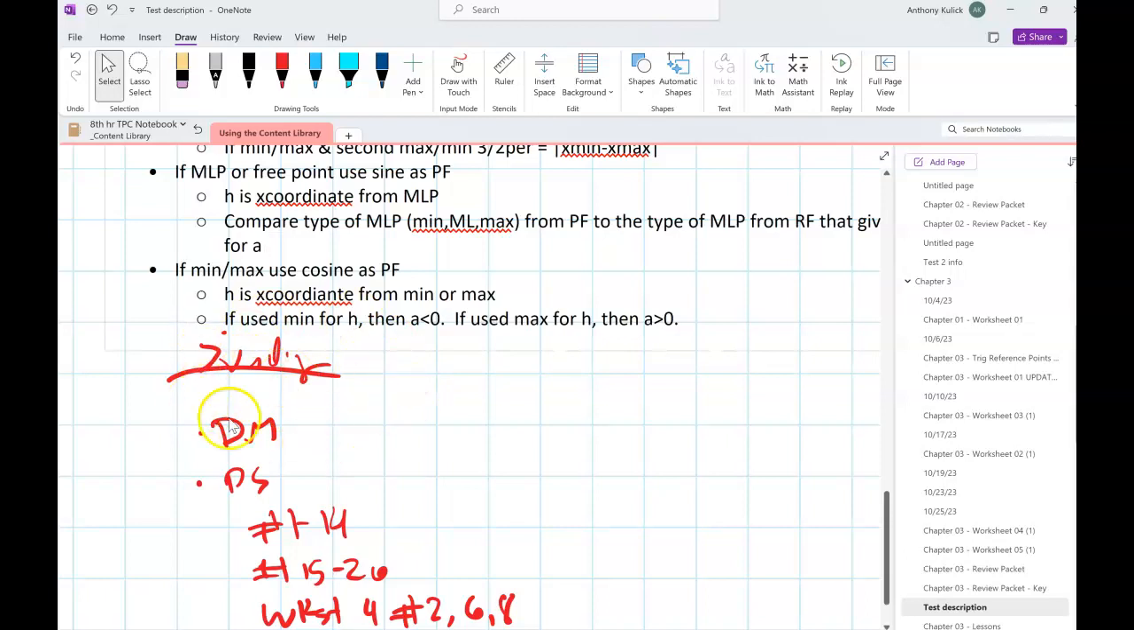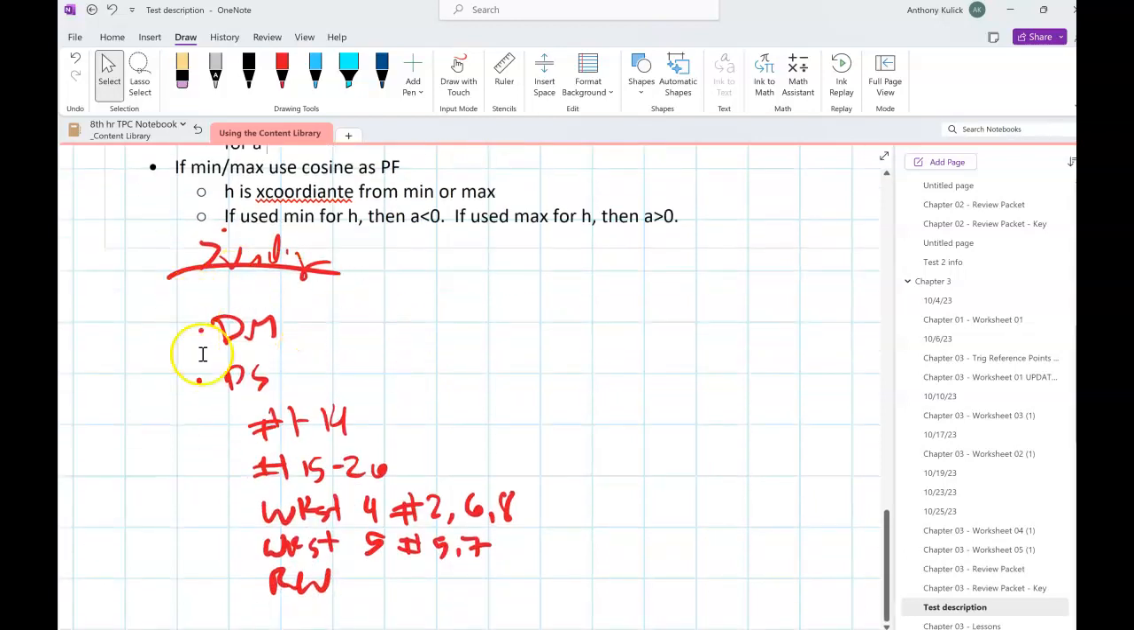And then a reminder for Sunday, the stuff that's due. We had a Delta Math that I assigned last week. Don't forget about the Delta Math. The problem set from last week, I had assigned 1 through 14. And then the other day, I assigned 15 to 26. And then 3 problems from worksheet 4: 2, 6, and 8. 2 problems from worksheet 5: 5 and 7. And then today I'm assigning the review. Any questions about the note card stuff or what's due or any of that stuff?